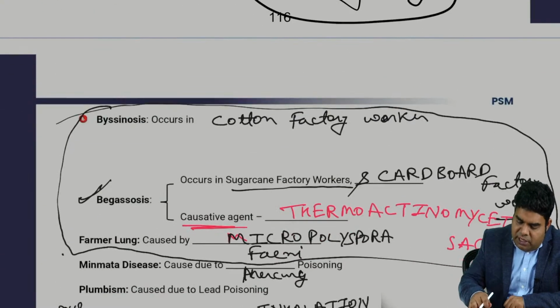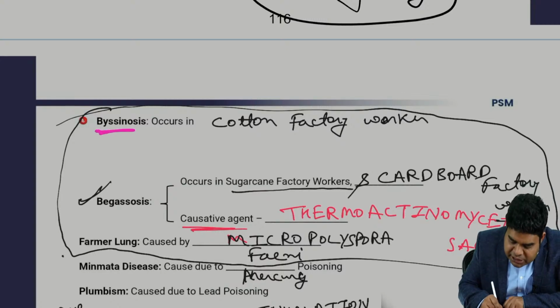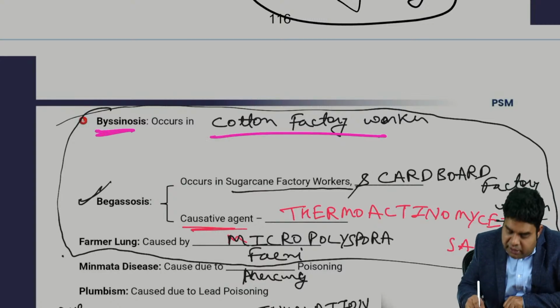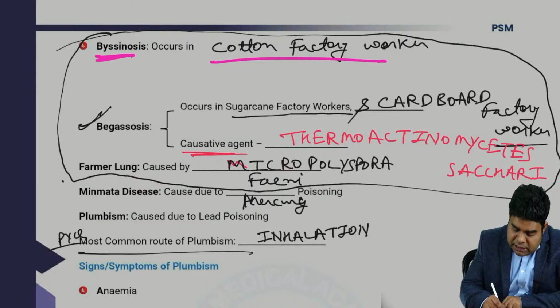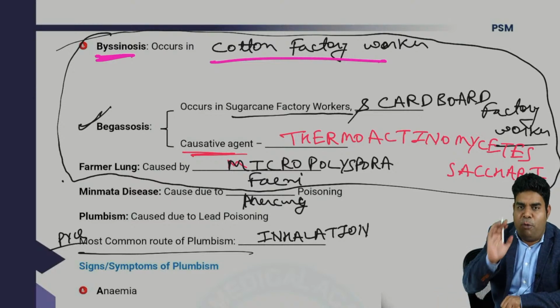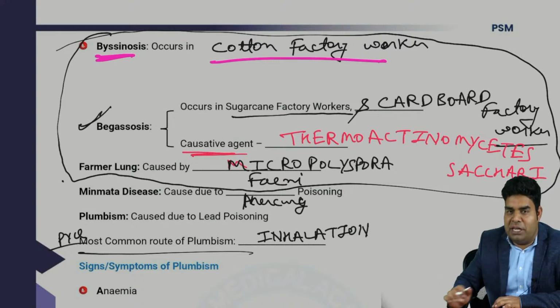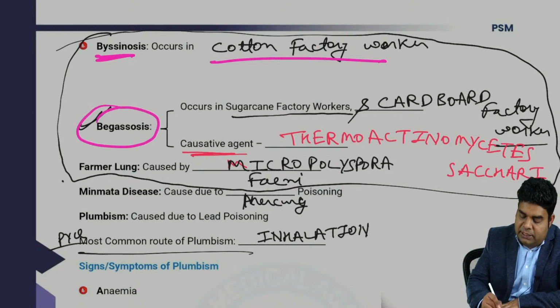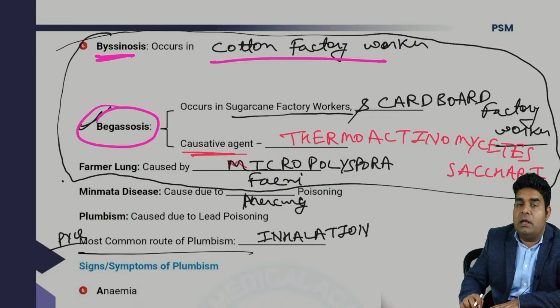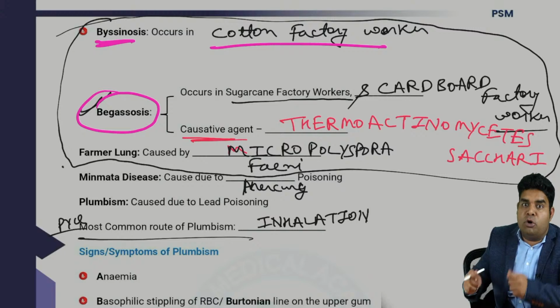In just the last MCI exam, they have asked byssinosis occurs in which worker? In cotton factory worker or textile factory worker or jute mill worker. This part which I have circled in black is very important to remember. I'm expecting one question in this part in the NEET exam this time only. Bagassosis is not only for sugar factory worker, sugarcane factory worker, but also for cardboard factory worker.